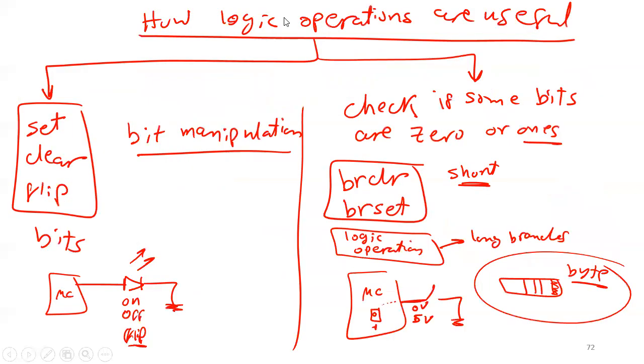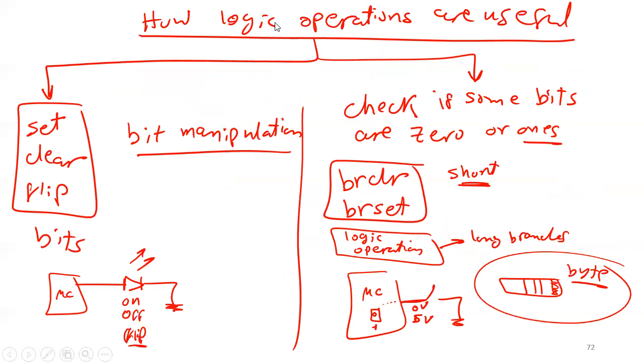So how are logic operations used? That's what I said. They can be used for bit manipulation: set, clear, flip. And this is useful if you have one external pin and you want, for example, an LED, you want to put here 0 volt or 5 volt, 0 volt or 5 volt.